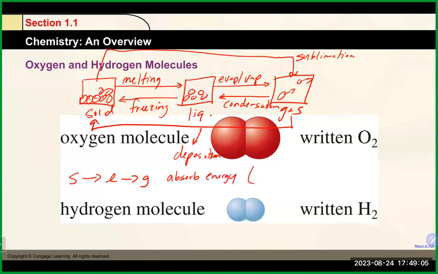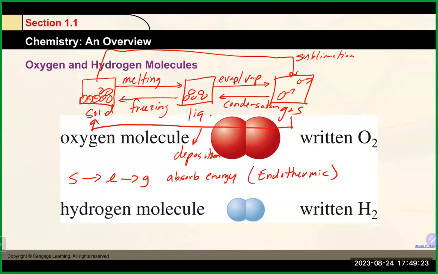And in chemistry, any type of process where energy is being absorbed is what's referred to as an endothermic process. So when somebody says this process is endothermic, that means that it is absorbing energy.